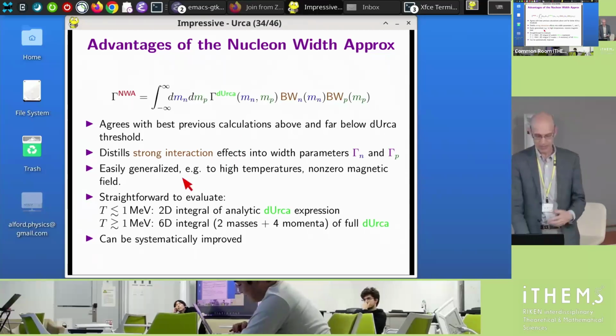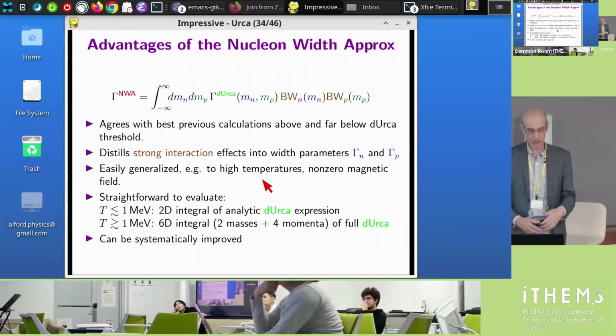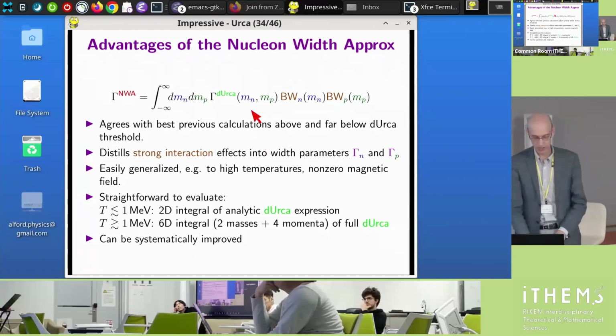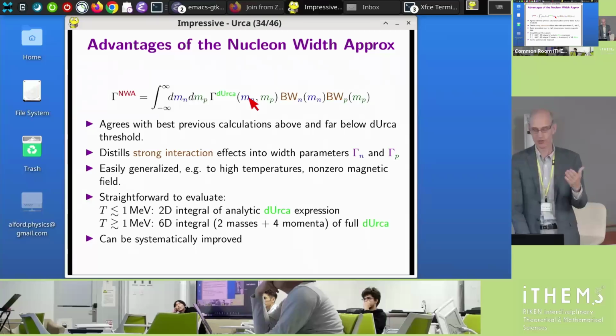It's easily generalized. Anything that you could do with direct Urca, you can now do and include the modified Urca effects. So you can do direct Urca in magnetic fields. You can do direct Urca at high temperatures, just do the full phase space integral. All of those things you could do with direct Urca, you can now do and capture the collisional broadening effect, whatever you want to call it: the modified Urca effect, the in-medium width effect. These are all different names for the same thing.